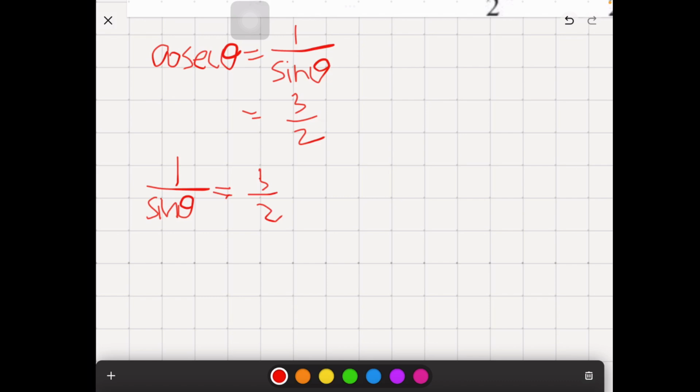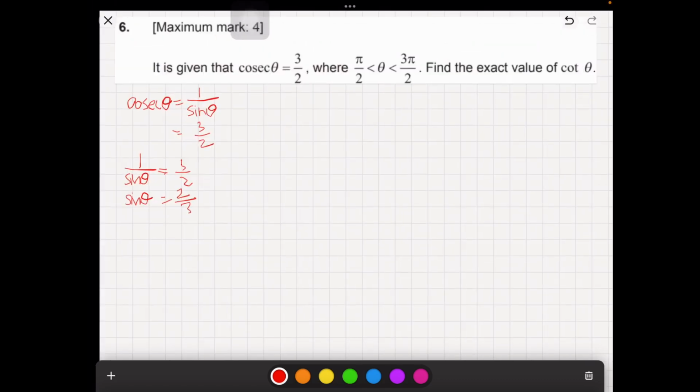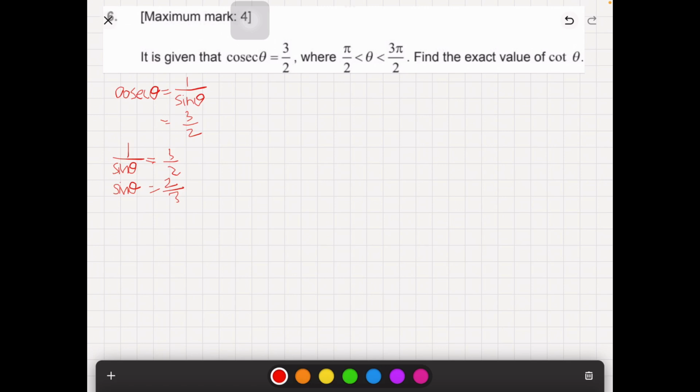And now if we reciprocate both sides, but really what we're doing is we're cross multiplying and moving the 3 to the other side, we get sine theta equals 2/3. And you can use this information to draw a triangle, which will help us solve for cotangent theta. So let's get to it.